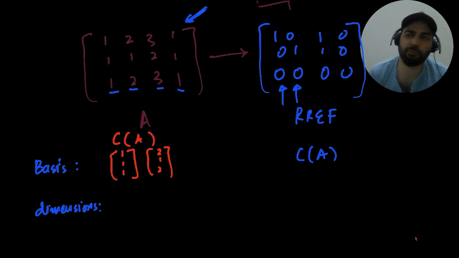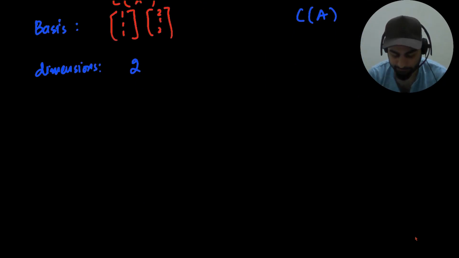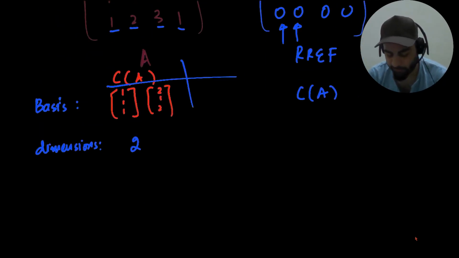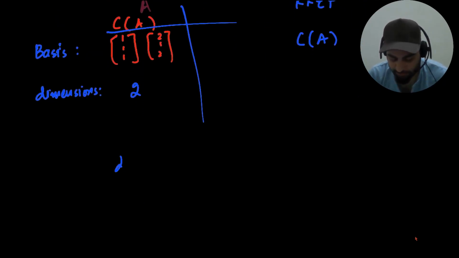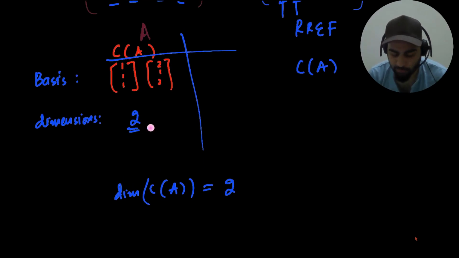I told you the definition of dimension is how many vectors there are in the basis. There are two vectors, so it is pretty clear that the dimension is 2 for the column space of A. You saw that the dimension of the column space of A was equal to 2, and we know that this 2 was also equal to the number of pivots.